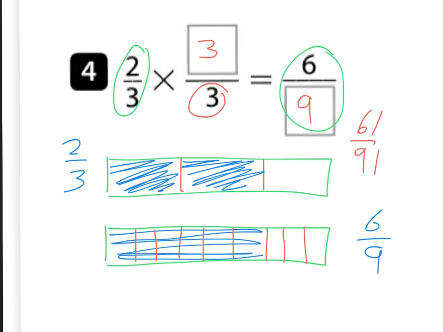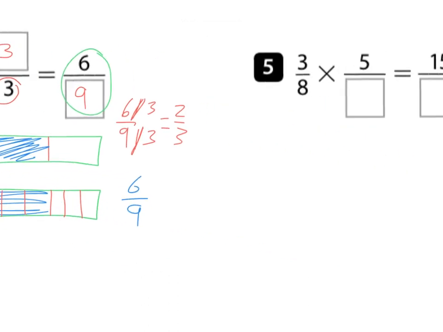All right, and of course I didn't go through there and do division. 6/9 divided by what will get me to 2/3? That will be 3. 6 divided by 3 is 2, and then 9 divided by 3 is 3. So there's our 3 different ways we can go about this. Let's check out number 5.